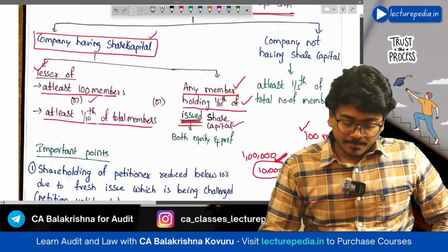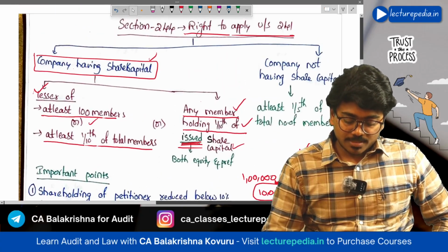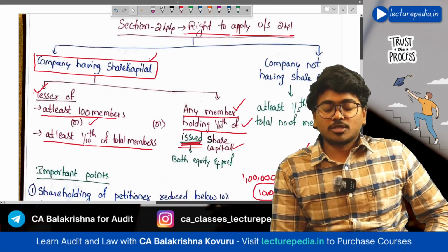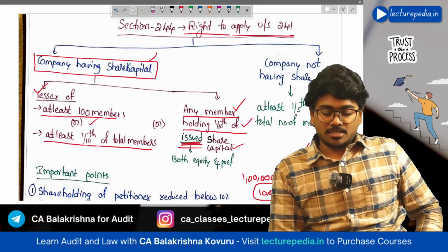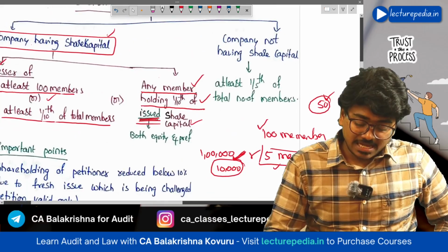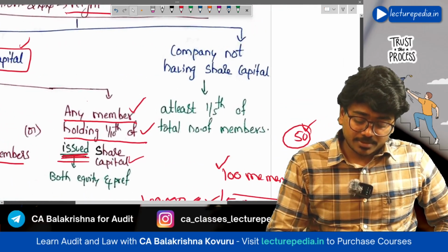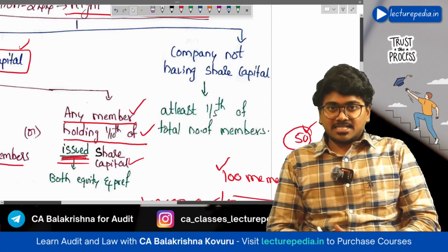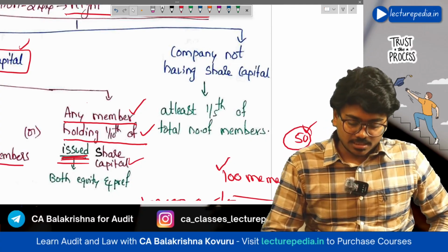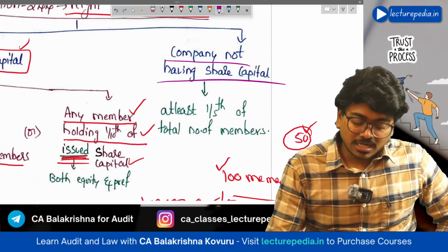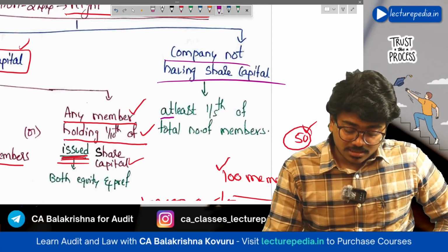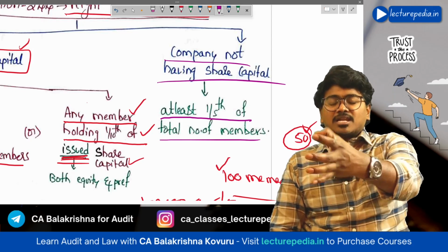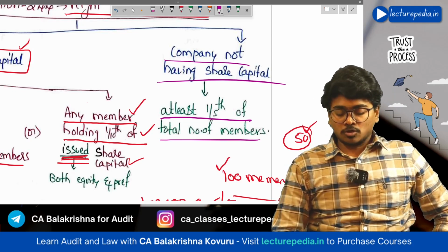So this is the minimum number of members who have to file the application under section 241 if the company is having share capital. Let's say if the company is not having share capital, there will be some companies which are incorporated on the basis of guarantee, which are limited by guarantee. So if the company is not having share capital, then at least 1/5 of the total number of members must come together and file application under section 241. Hope that is clear.